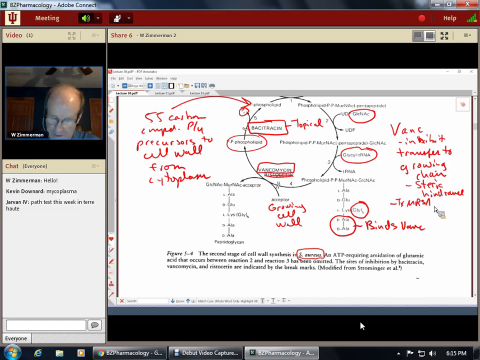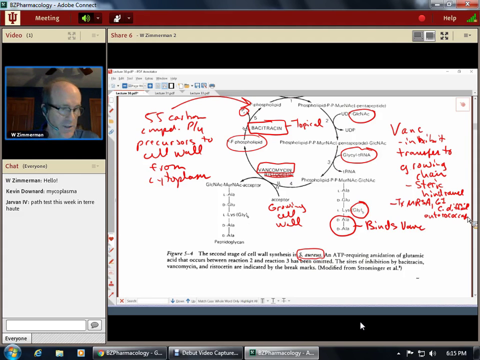MRSA, methicillin-resistant Staph aureus, is a big one. In the GI, Clostridium difficile. And Enterococcus. Enterococcus, we used to call it group D strep. We don't do that anymore, but I always do that because it reminds me. Enterococcus is such a nasty infection, I tend to think it's gram-negative. It's not, it's gram-positive. So, a very, very valuable tool that we have clinically.